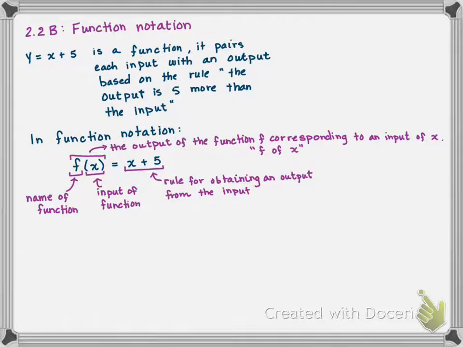So that means that f of, say, 3 is the output of the function f, which corresponds to an input of 3. So f of 3 in this case would be 8, right? Because if you take 3, your input, and you add 5 to it, I did say 5, right? Yes. You get 8. So the input here is 3. The function we're using is f, and the output corresponding to it is 8.